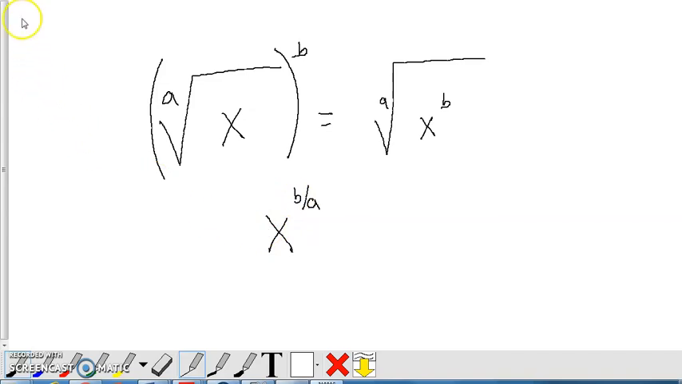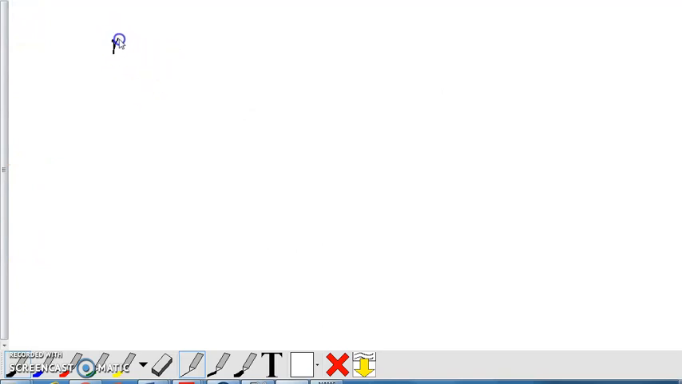All right, so let's go ahead and practice rewriting these problems using this.